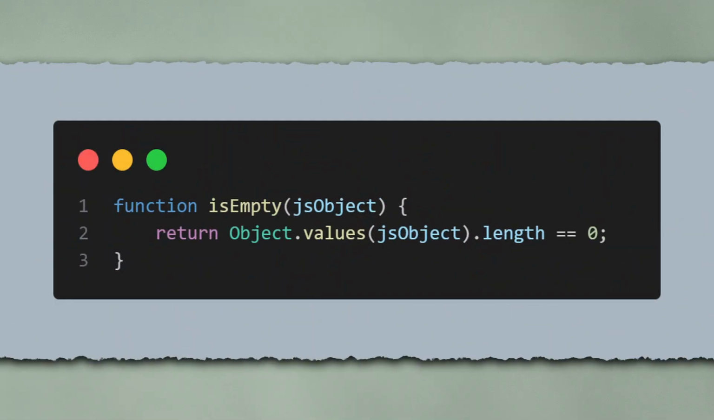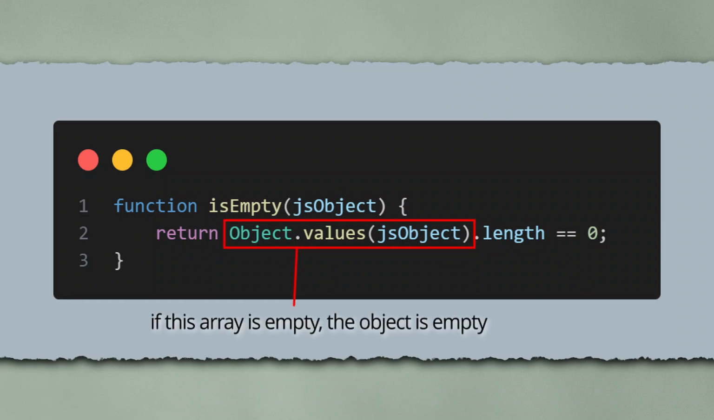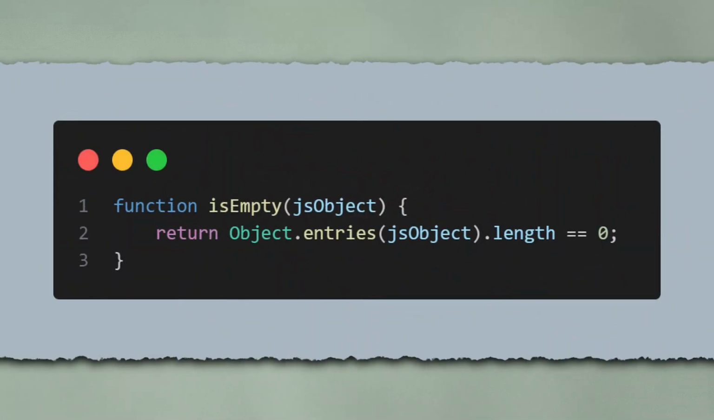A very similar approach would be to use the Object.values function. In this case, you will get an array of all property values of the object. Again, if the array is empty, it means that the object contains no data. Also very similar to the previous two solutions is the Object.entries function. Again, you get an array and the length of 0 tells you that the object is empty.